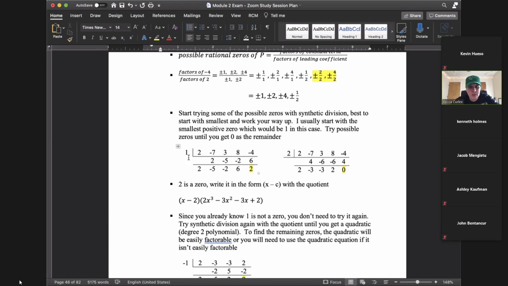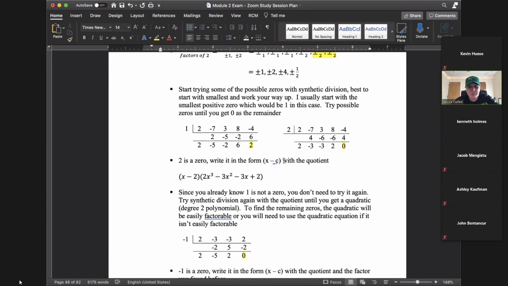I start with 1. We do synthetic division, and we find out that we have a remainder of 2, so that's not a root. Then we move on to 2, and we do synthetic division, and we find out that it has a remainder 0. So then we write it in the form x minus c with the quotient. We've got x minus 2, and then we've got 2x to the third minus 3x squared minus 3x plus 2.